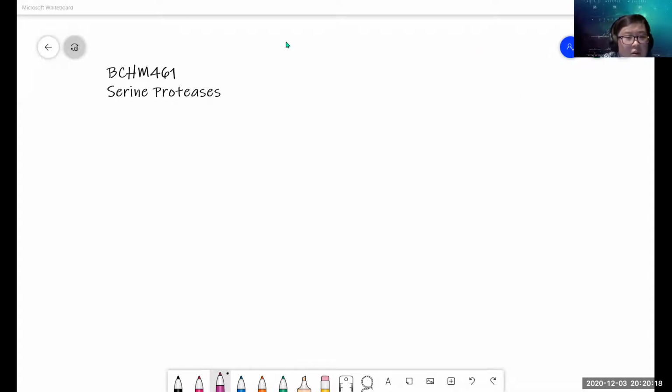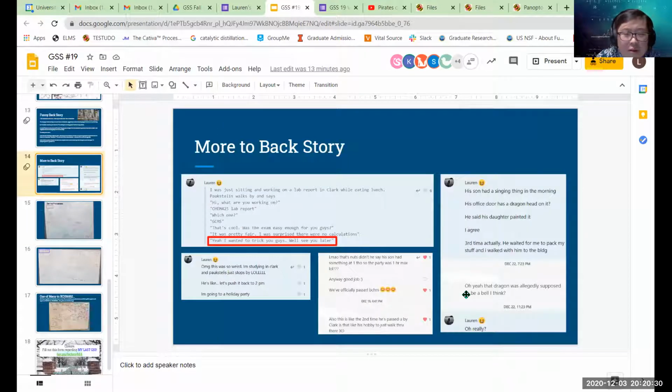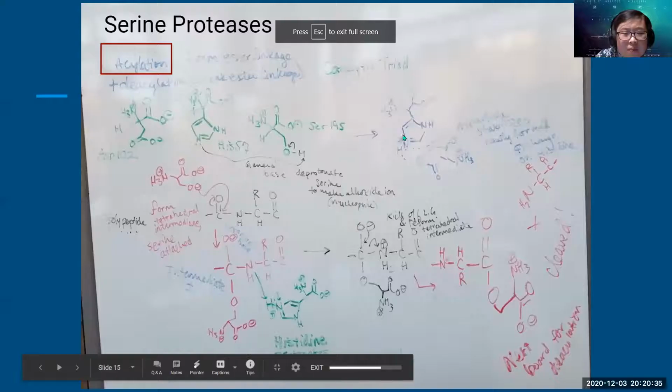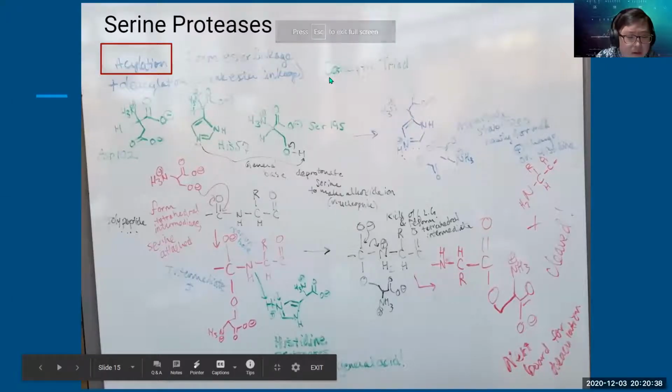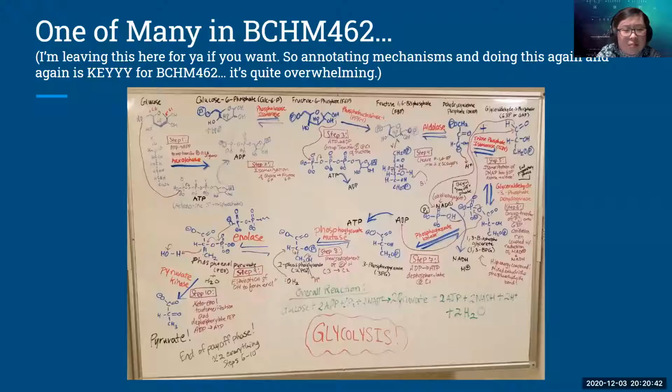Hi guys, I'm gonna try to explain the serine proteases a little bit. So I guess first off, I had this from the Thursday slides. If you see right here, the serine proteases, my picture for that, the acylation step and the deacylation step, and it's just a preview to BCHM462's very long mechanisms and pathways.